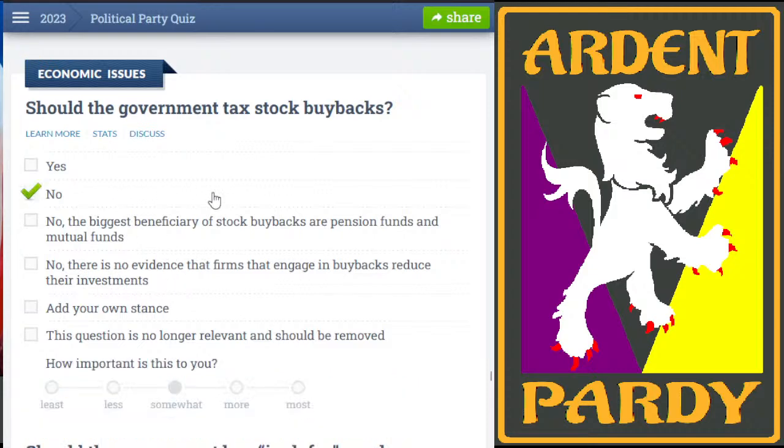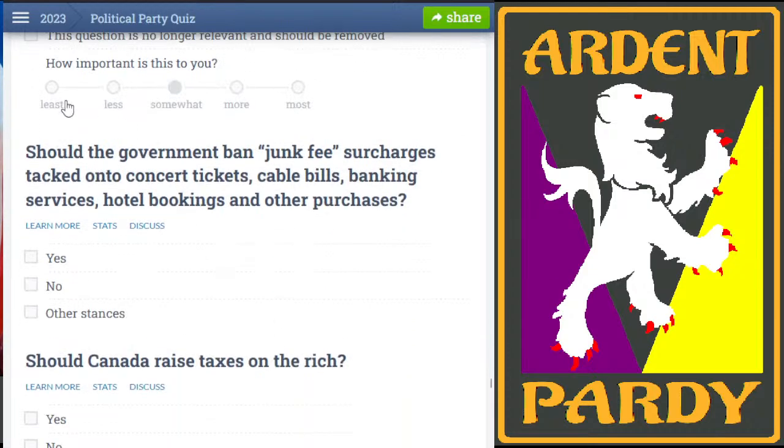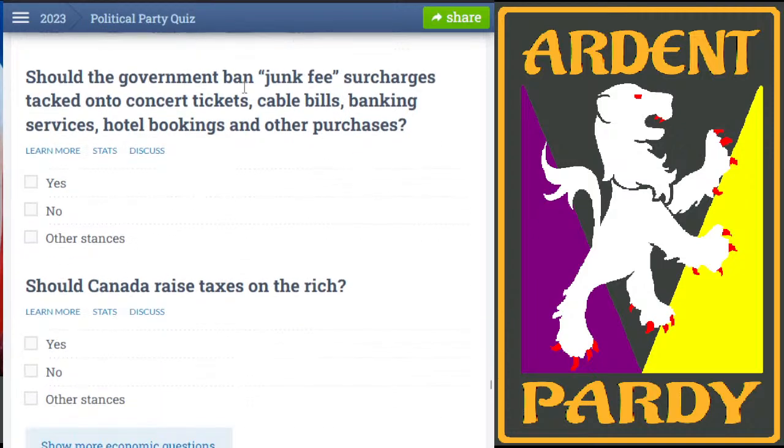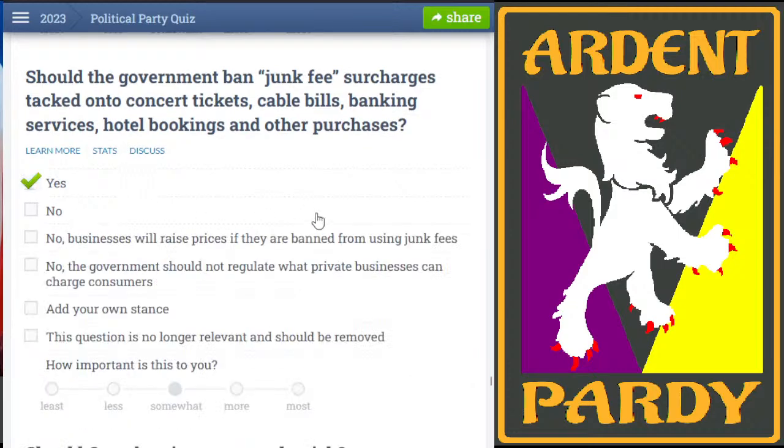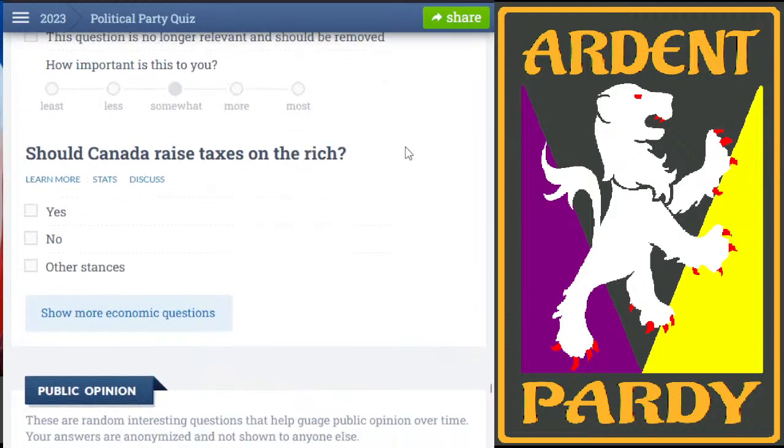I think the government taxes too many things. Let's go with that. That's least important, though. Should the government ban junk fee surcharges tacked onto cons? Oh, yes. What else have we got? Yeah. We'll just go with yes on that one.